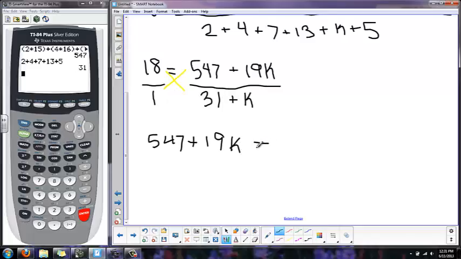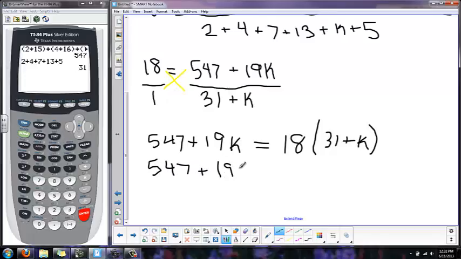is equal to 18 times 31 plus K. So it's getting to seem like it's a little bit easier for us to solve. I need to distribute through that 18. And 18 times 31 is equal to 558 plus 18K.